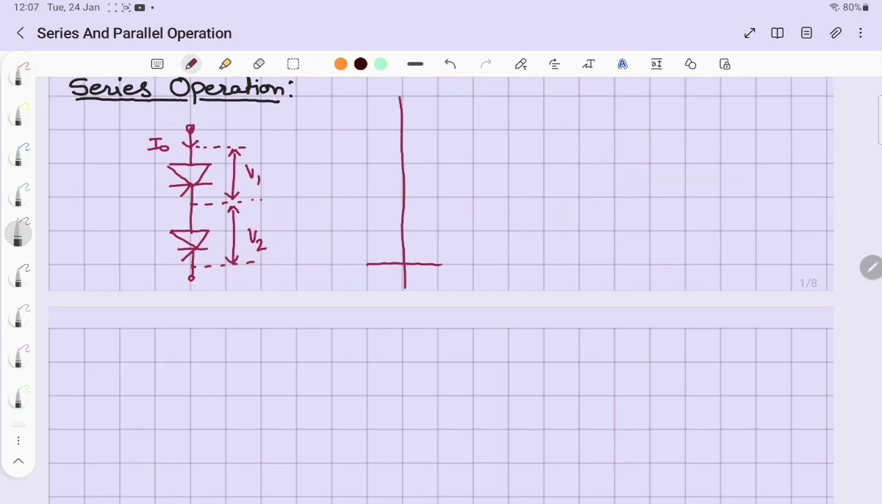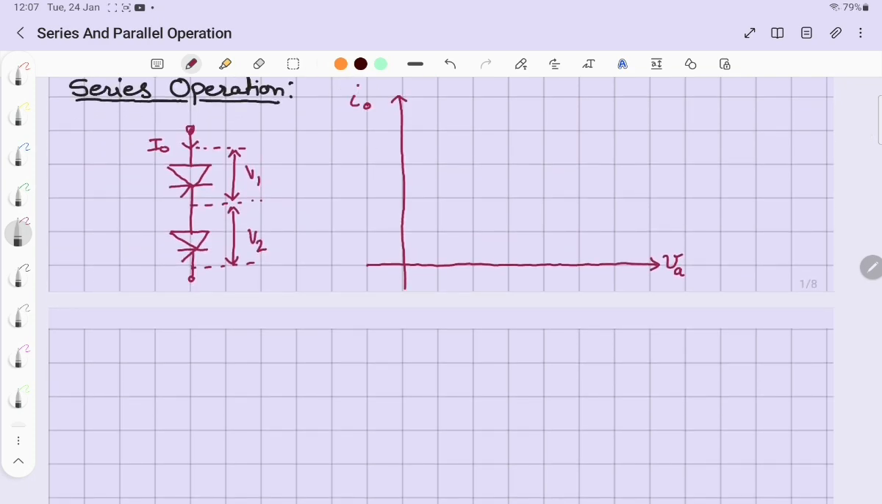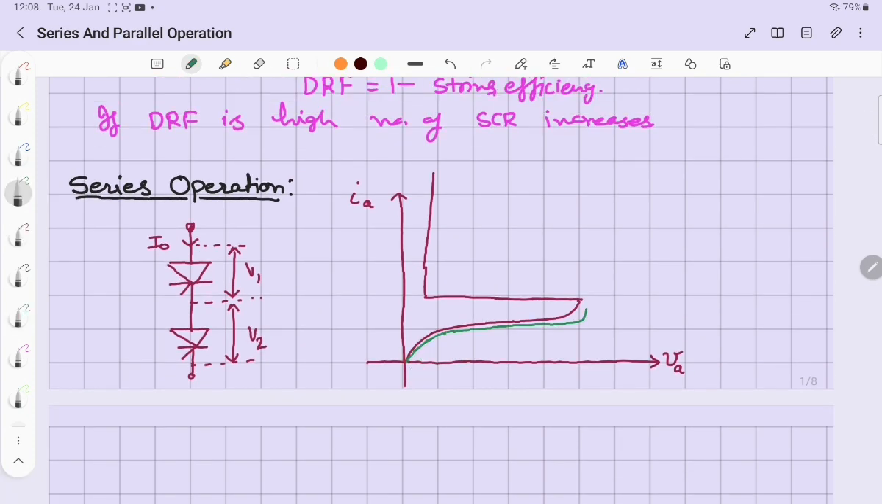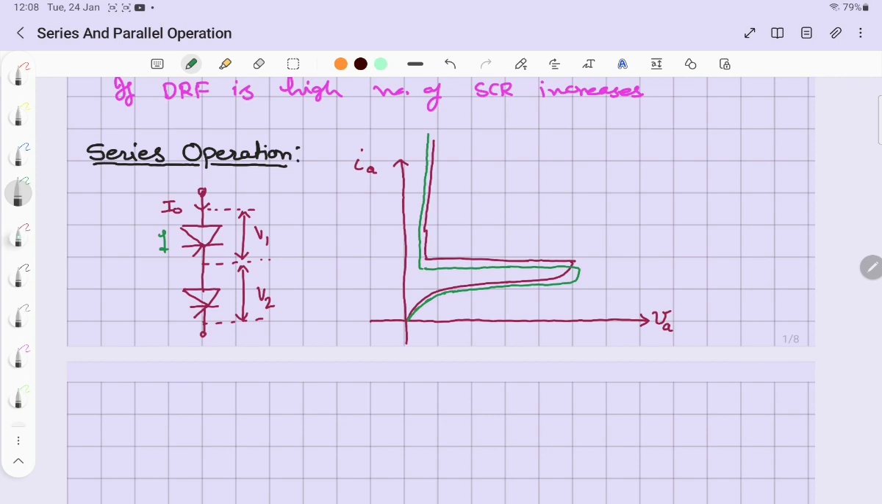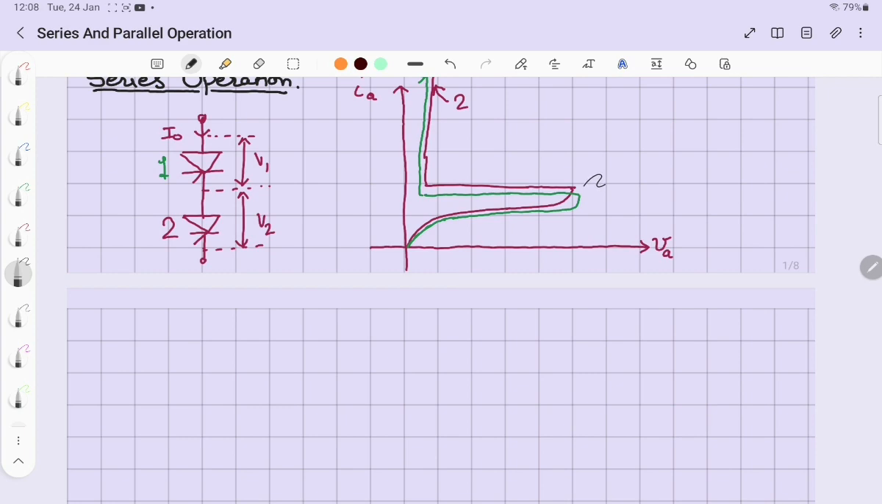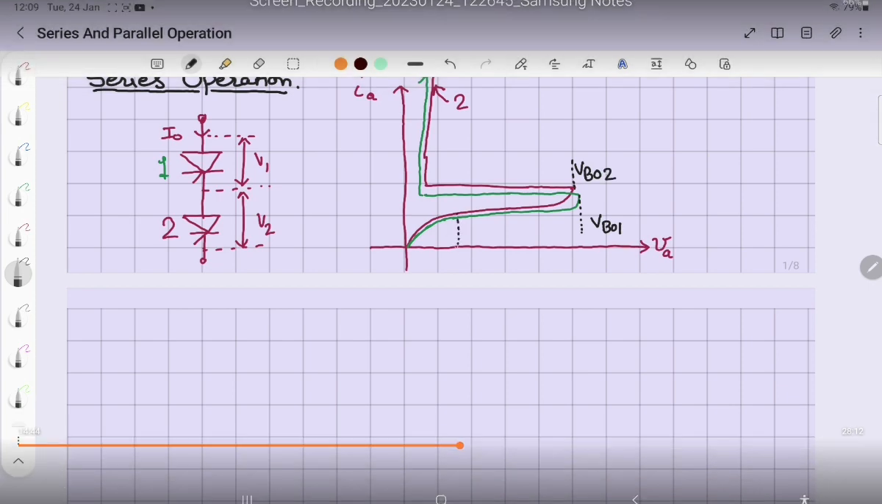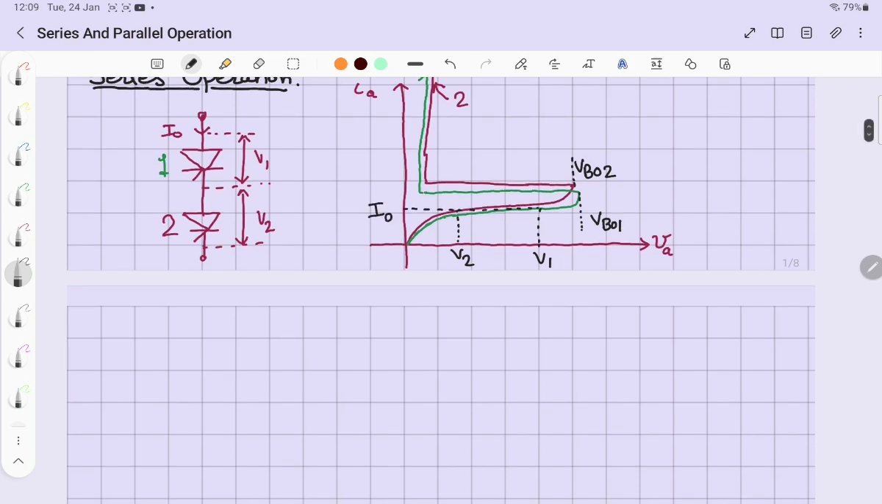Let us assume we require the string operation, the system operation, we say V1 plus V2, right? This is the value of the system operation which is required. So we have connected SCR. Just for simplicity, first we start with 2 SCR, then we will derive the formula for n SCR, right? So here you can see thyristor 1 or T1 and T2 are there, and thyristor 1 suffers voltage V1, whereas thyristor 2 shares voltage V2. Why is this voltage different?